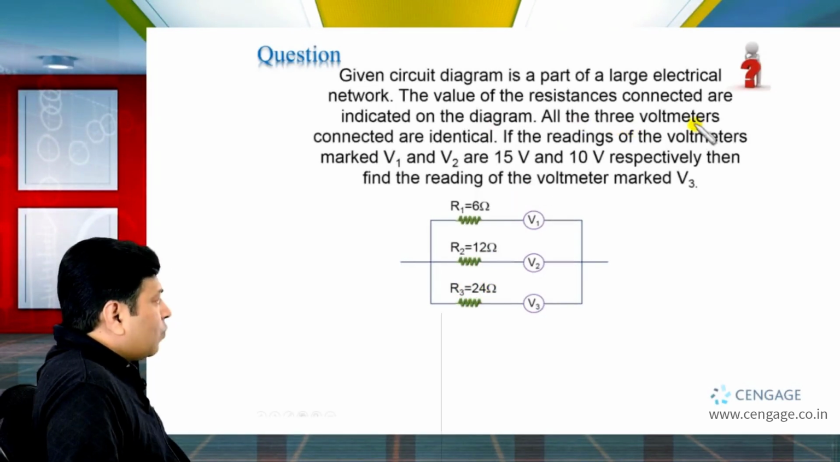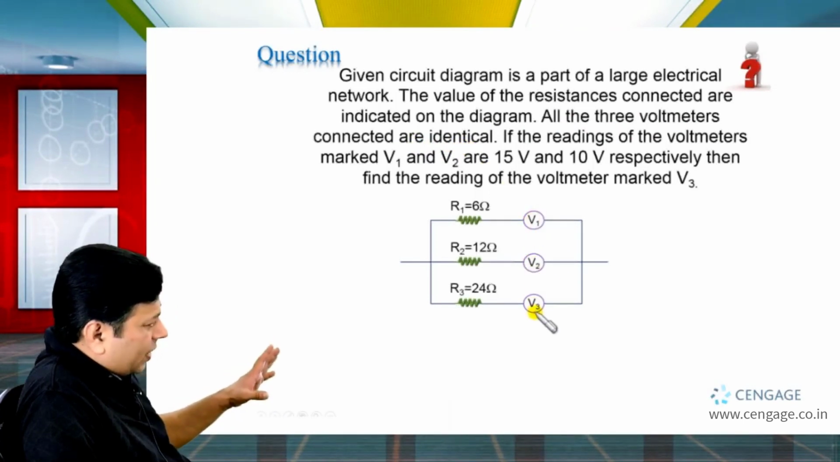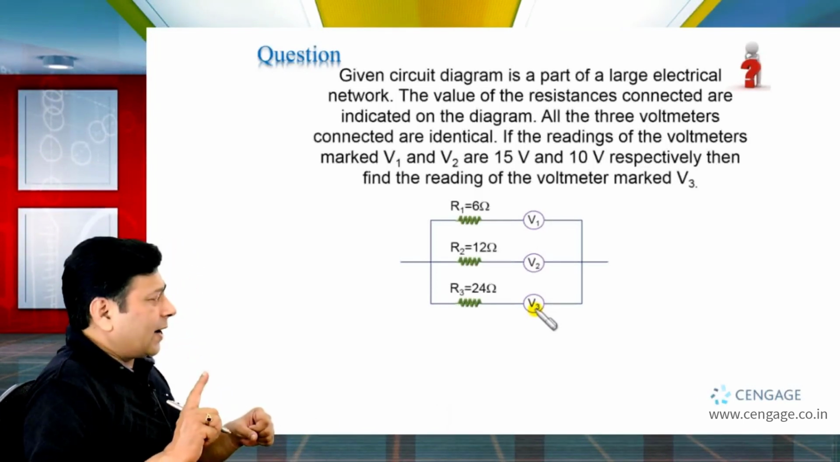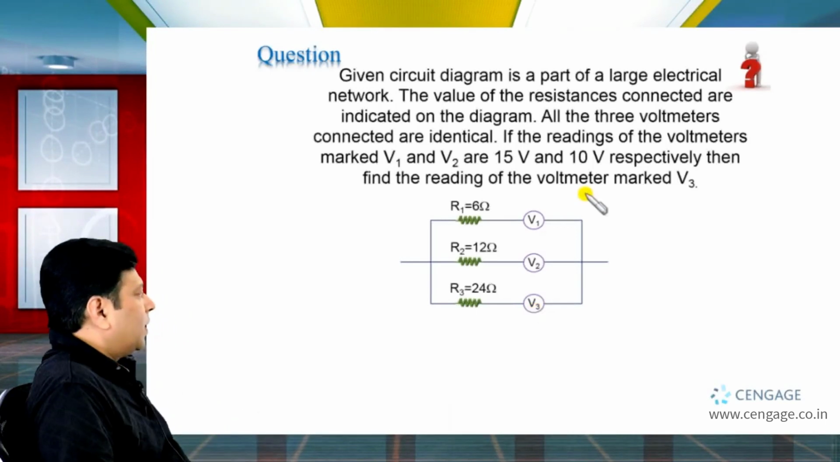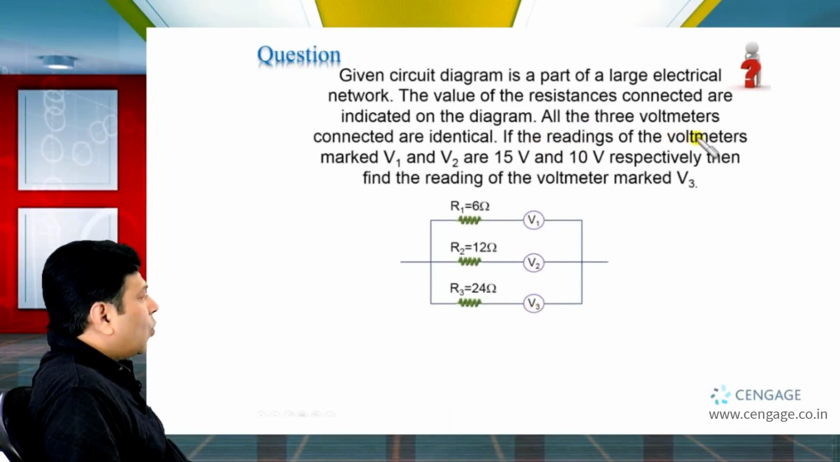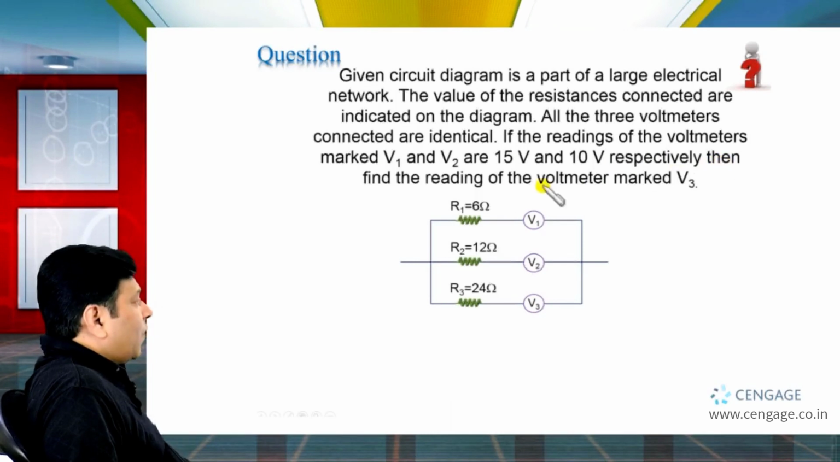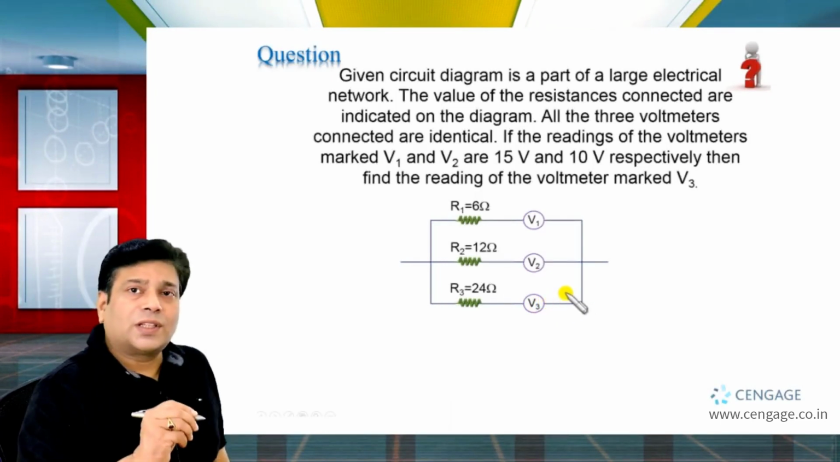All the 3 voltmeters connected are identical. You can observe V1, V2, V3. That means all are having the same resistances. If the readings of the voltmeters marked V1 and V2 are equal to 15 volt and 10 volt, then find the reading of the voltmeter marked V3. We need to calculate the reading of this voltmeter. Okay, this is the problem.